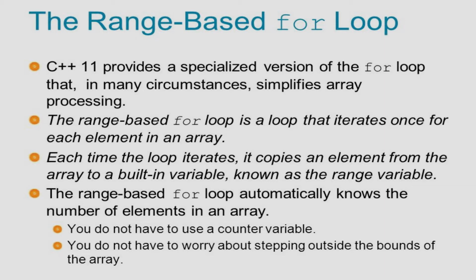Each time the loop iterates, it copies an element from the array to a built-in variable known as the range variable. The range-based for loop automatically handles the number of elements in an array or any other container, like a vector, a list, and all sorts of those data structures. So why this instead of the traditional form of the for loop?